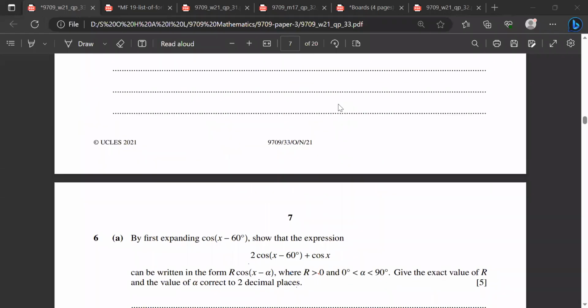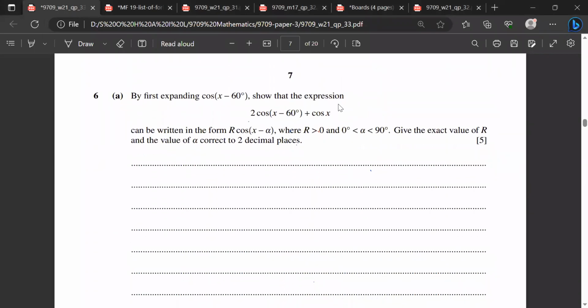Question from October/November 2021, 9709, variant 33. Question number 6.